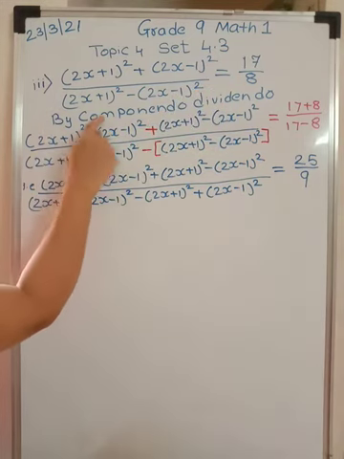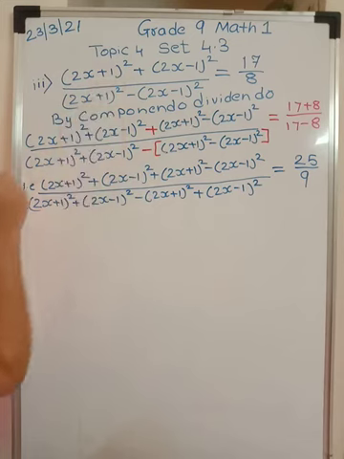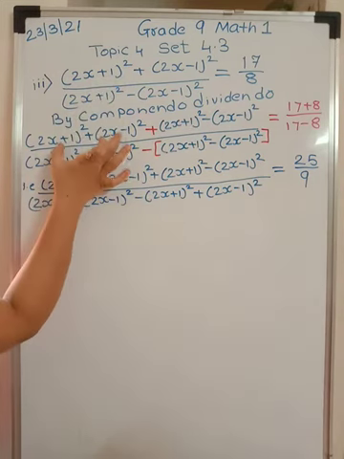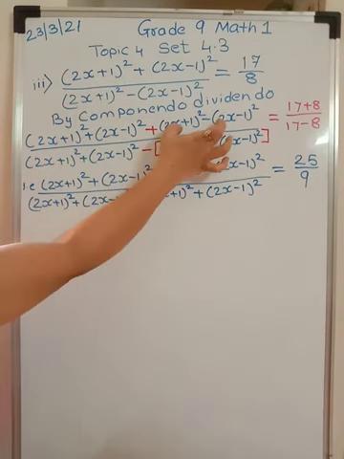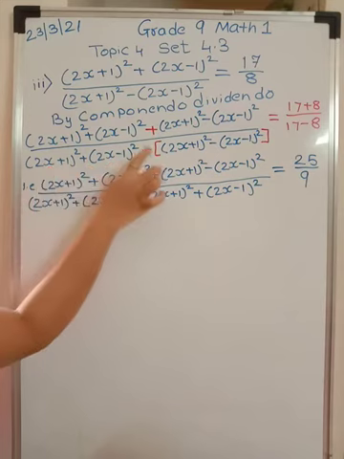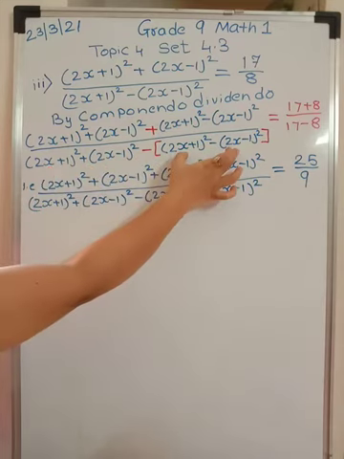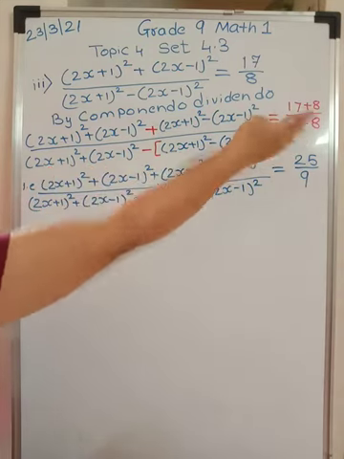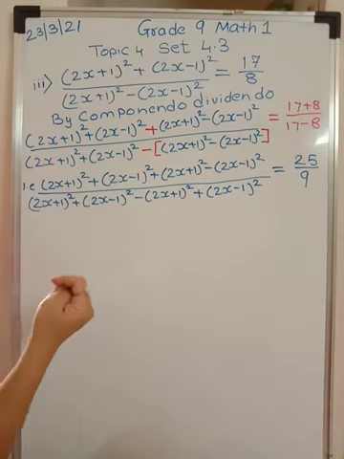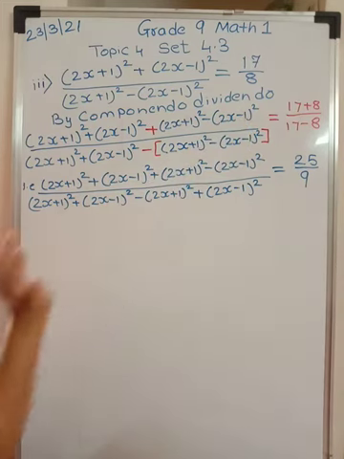Now what I am doing first is componendo dividendo. In componendo dividendo, we take numerator and we add to it denominator. Again we take numerator and we subtract from it denominator. Same operation is done to the other ratio on the right hand side. 17 plus 8 upon 17 minus 8.